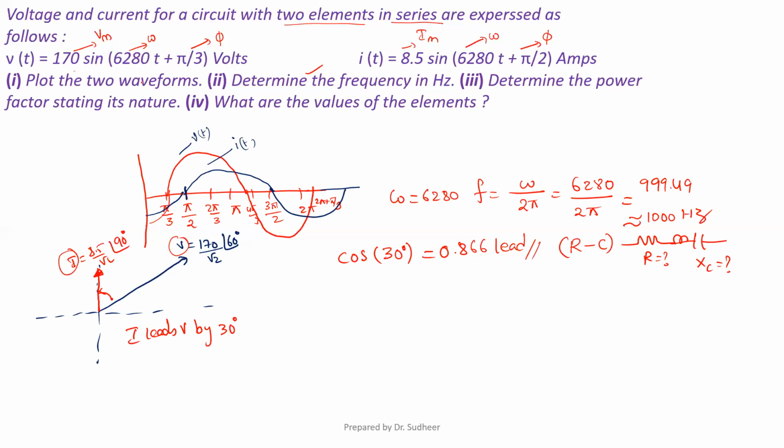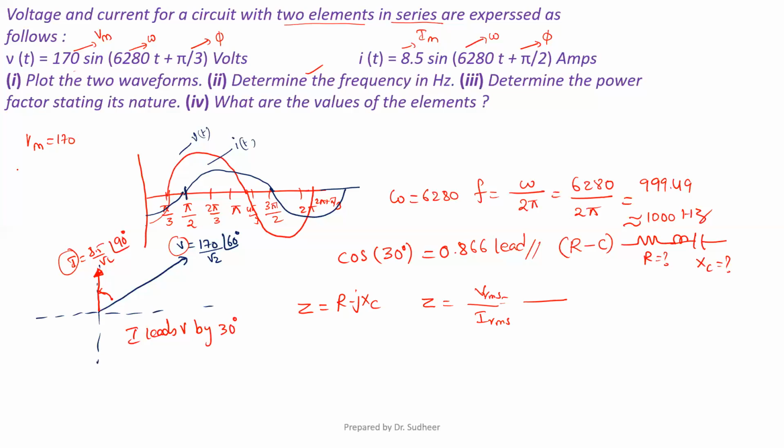Now we will try to find the values of the circuit elements. To do that, first I need to find Z, because the impedance of an RC series circuit is R minus jXC. So what is the impedance of a circuit? V by I. You have to take the complex value of V and the complex value of I, that is VRMS by IRMS. But what is 170? 170 is Vm.